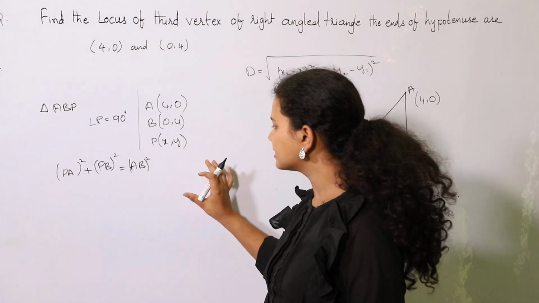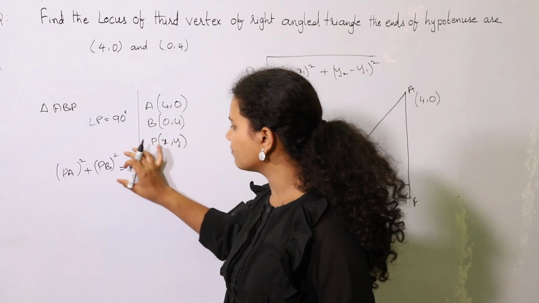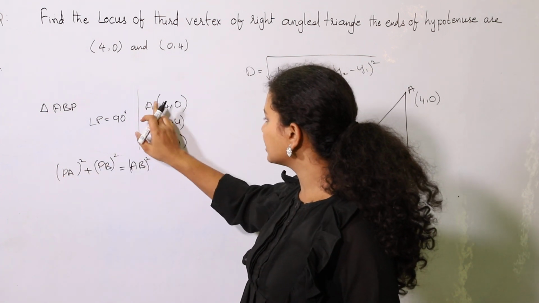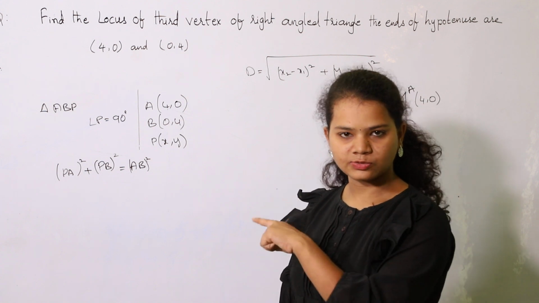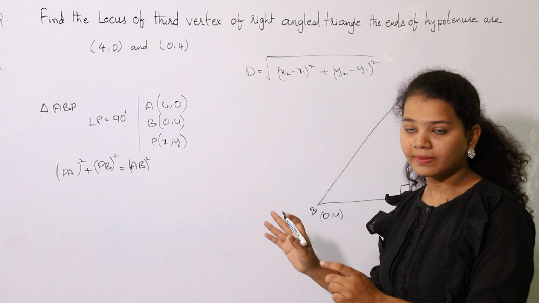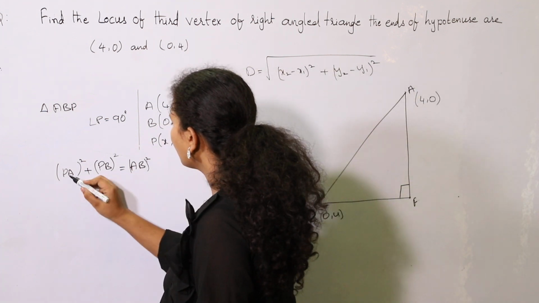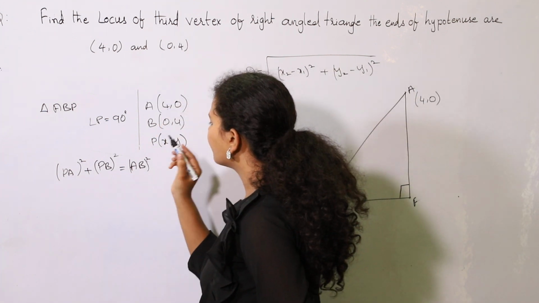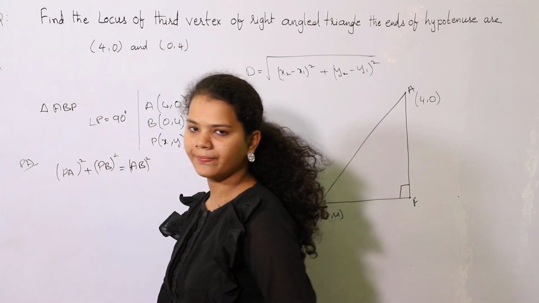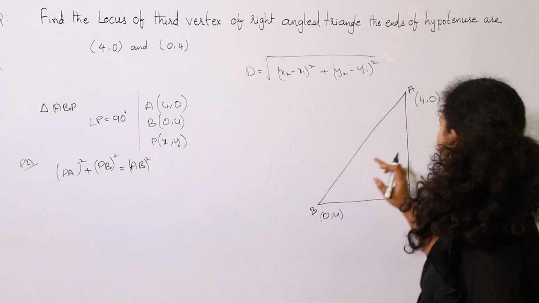So according to this given formula or identity, we should substitute these values into PA square plus PB square is equals to AB square. Now here, PA square. Firstly, it's nothing but finding out the distance between P and A.